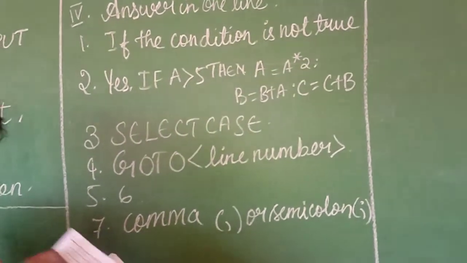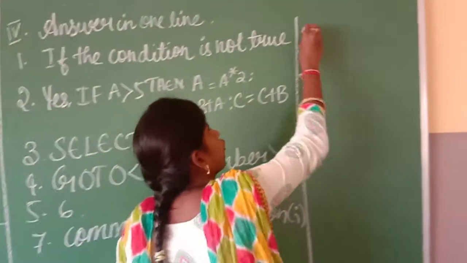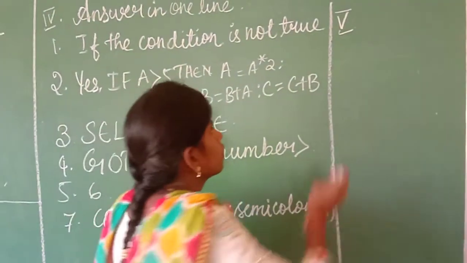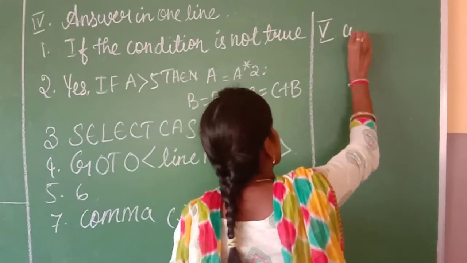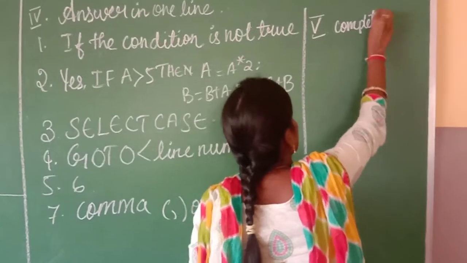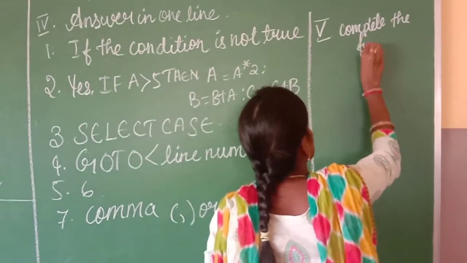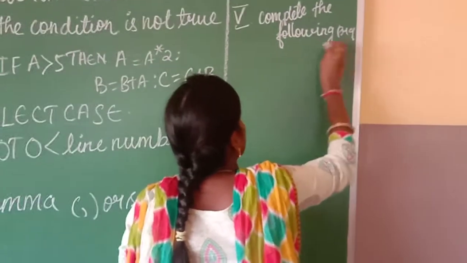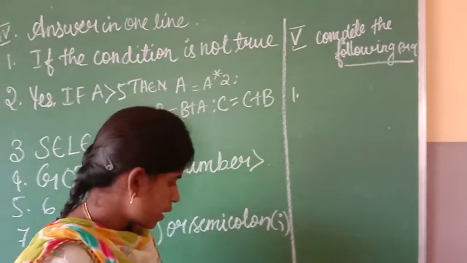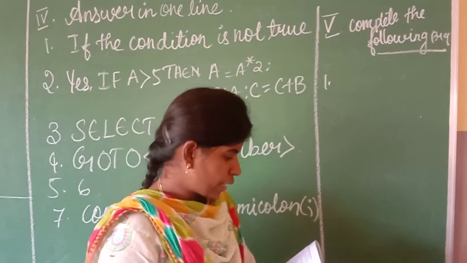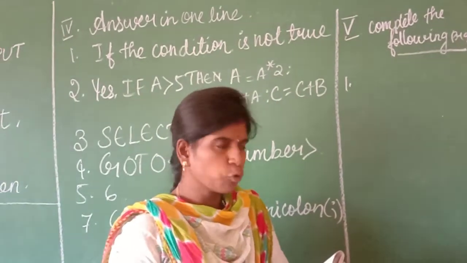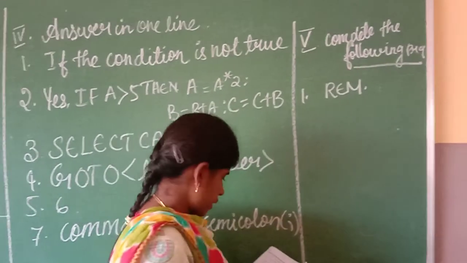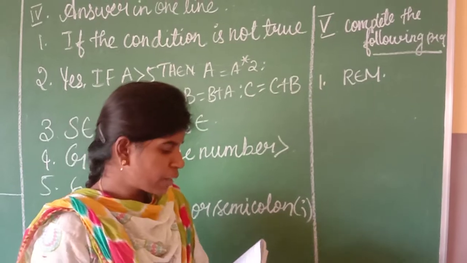Okay. Now I am moving to the fifth main. So we are going to complete this program. There are missing parts in the program. We need to complete the following program. Okay. First one, 10. That is line number 10, demo program. Demo program means it is a comment, right? So you need to write REM. Second, 20, print.